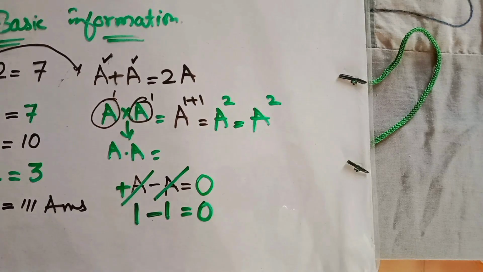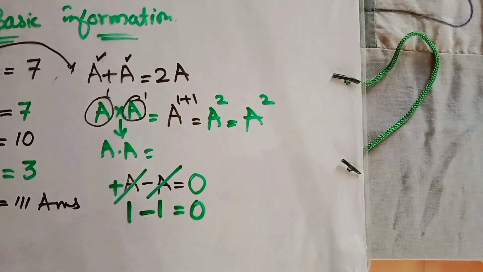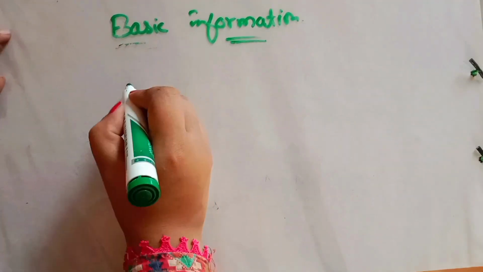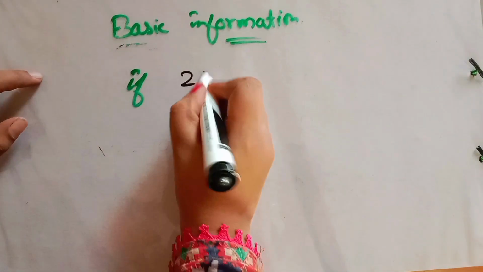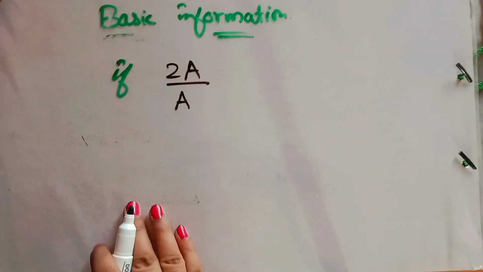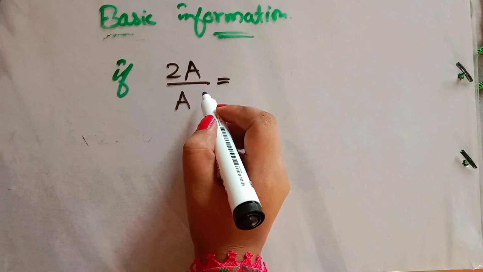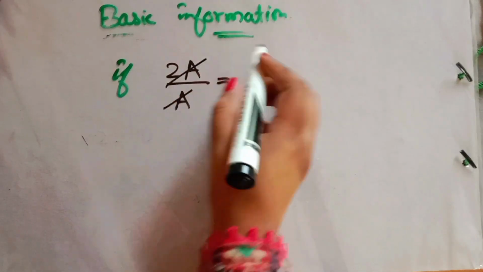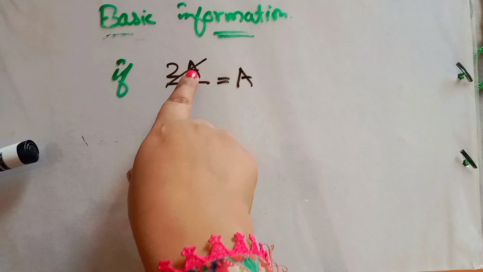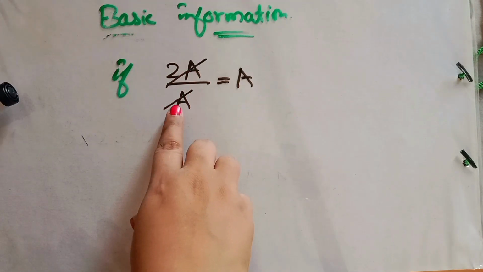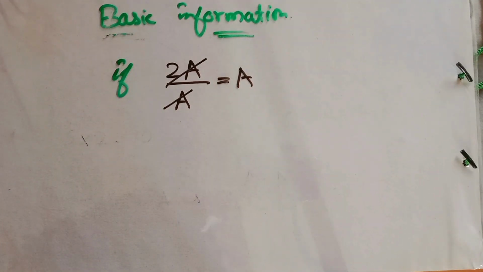Next is the division process. In the division process, if we divide 2a by a, then the result will be 1a, or just 1, because the a in 2a is cancelled by a, so the result is only 1.